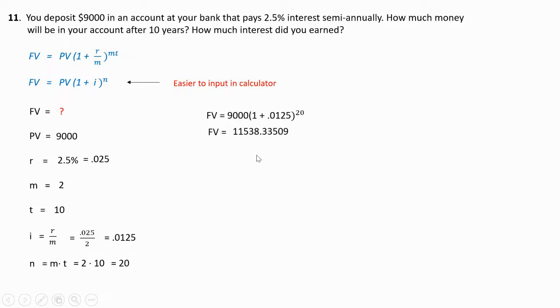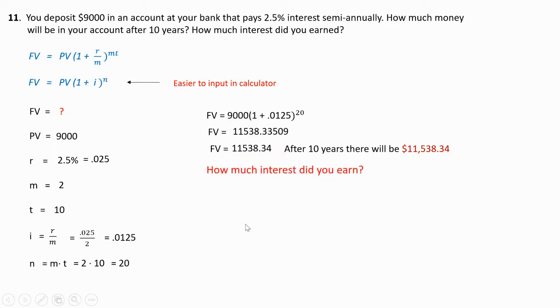So the result is $11,538.33509. So we round off to the nearest penny, so the answer will be 0.34, right? Instead of 0.33 here. So it's going to be $11,538.34. How much interest did you earn?